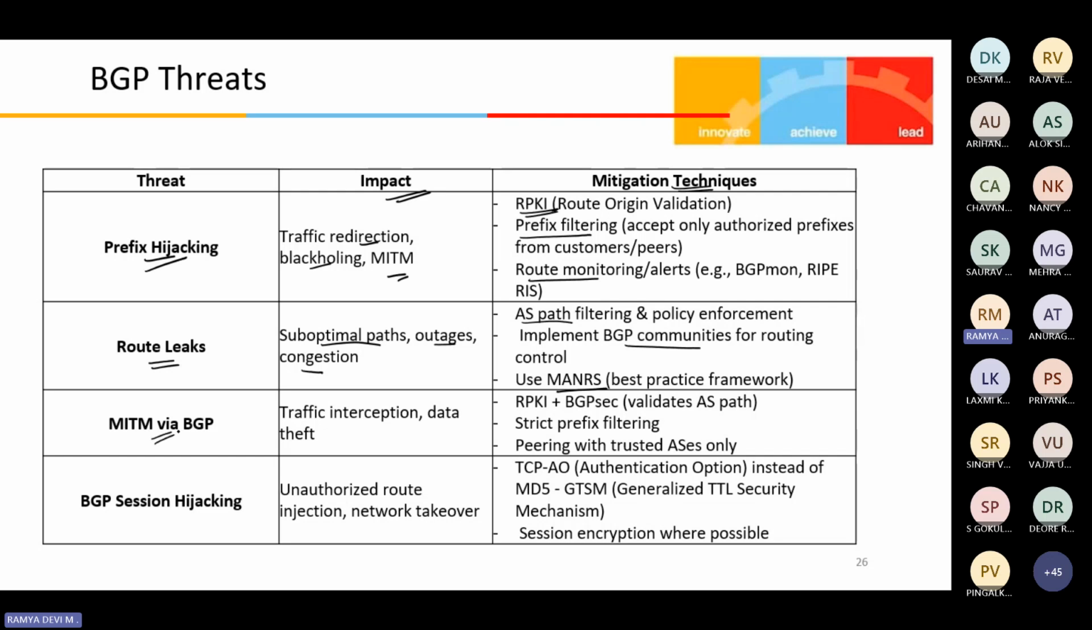And the third one is man in the middle attack. So data theft and traffic interception can happen. This can be solved with the help of RPKI and BGPsec. And also we can have strict prefix filtering, and also peering with trusted autonomous systems. We can avoid man in the middle attack.